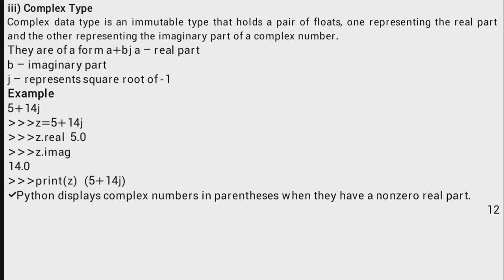Next one, complex type. Complex data type is an immutable type that holds a pair of floats, one representing the real part and the other representing the imaginary part of the complex number. The complex data types are in the form of A plus Bj. Here A represents the real part, B represents the imaginary part and J represents square root of minus 1.